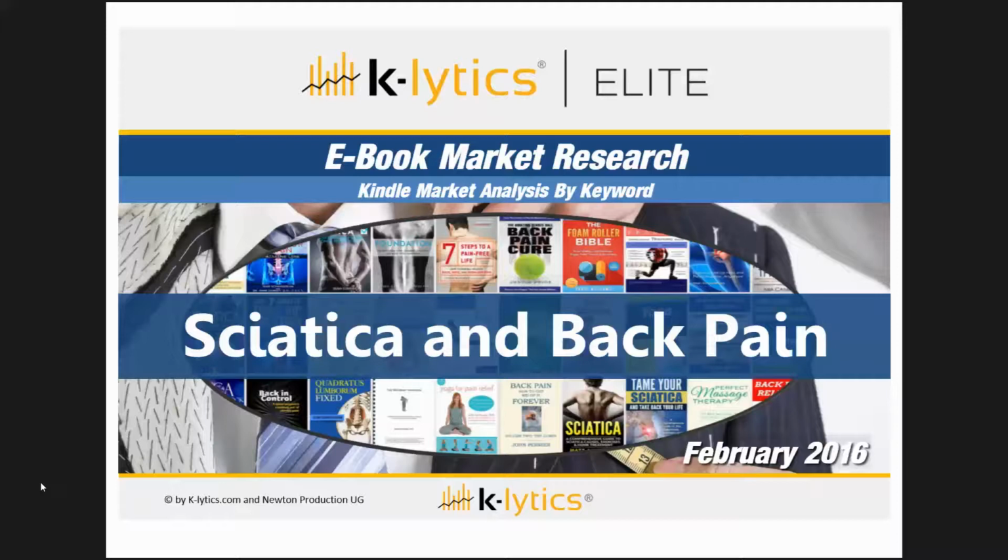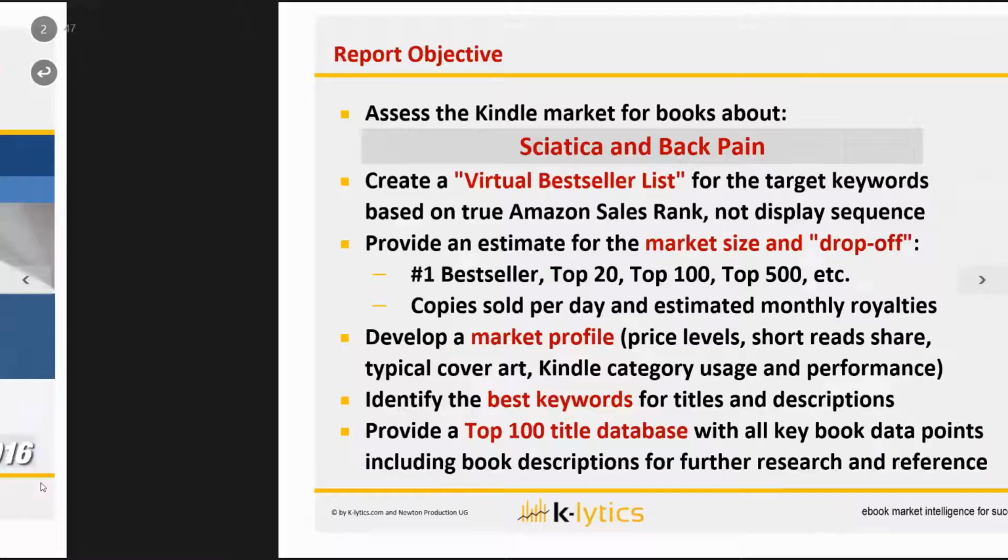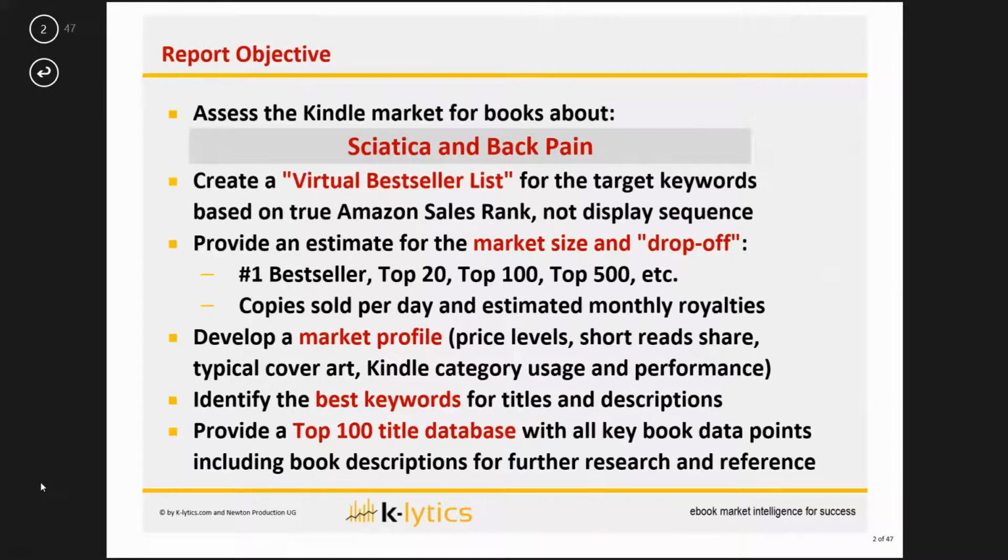For the purpose of the demonstration, we're using here a non-fiction market example, the market for sciatica and back pain related books. So let's jump right into it. So the purpose, let's assess the market for books about sciatica and back pain.